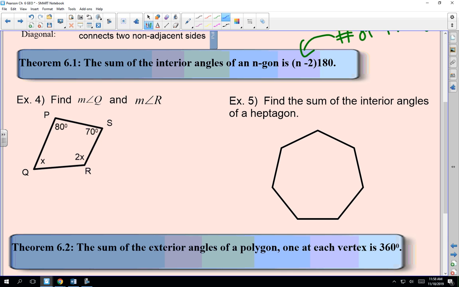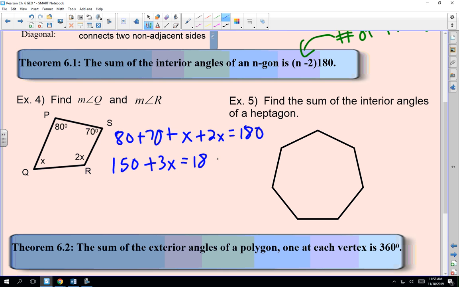That's the only change. So it's like 80 plus 70 plus x plus 2x has to equal 360. And if you want to do those combinations, that's a 150. In your head, that would be fine. But I've got 150 plus 3x equals 180. And then 3x equals 30. X equals 10. And now they said find the measure of angle Q and R. So that means Q is 10 degrees and R is 20 degrees.